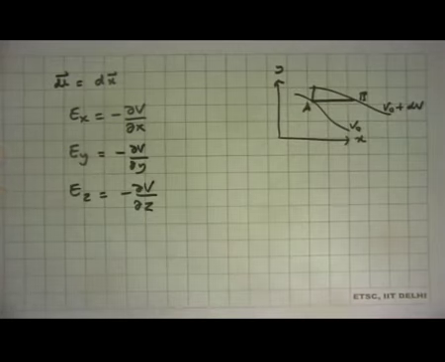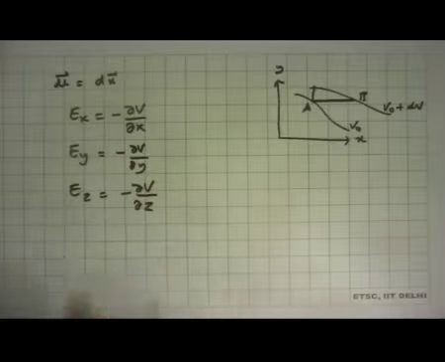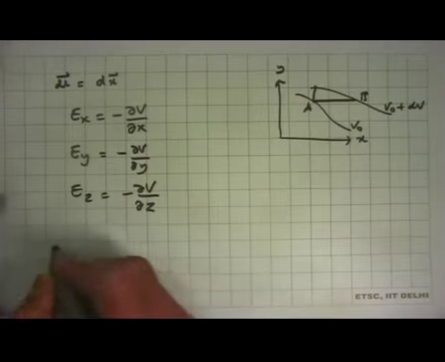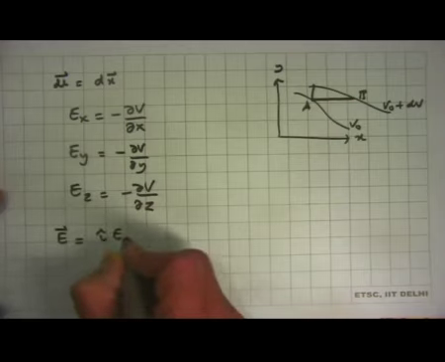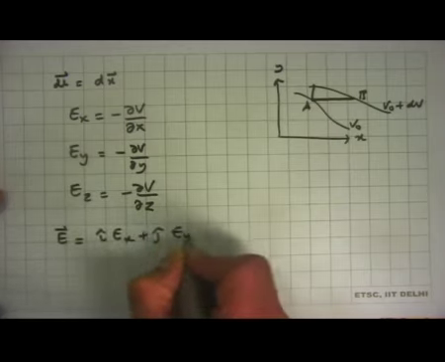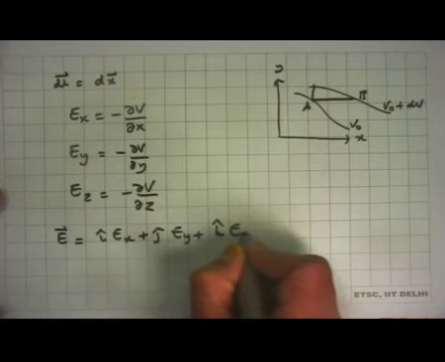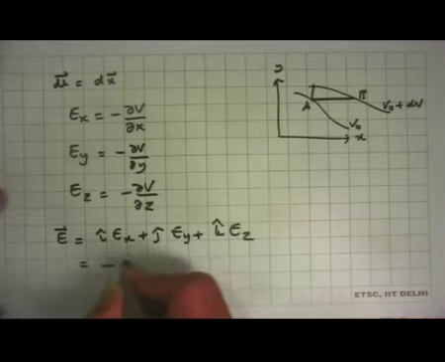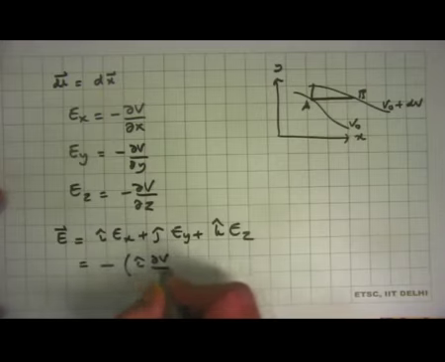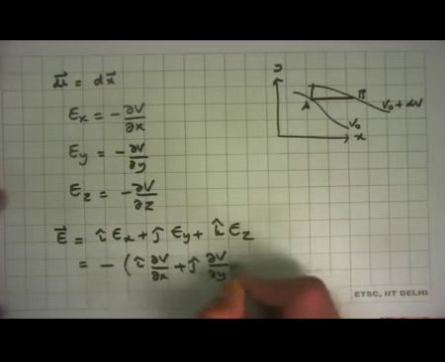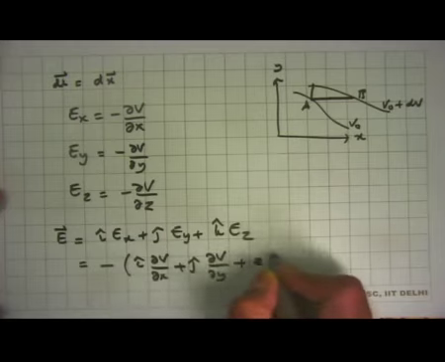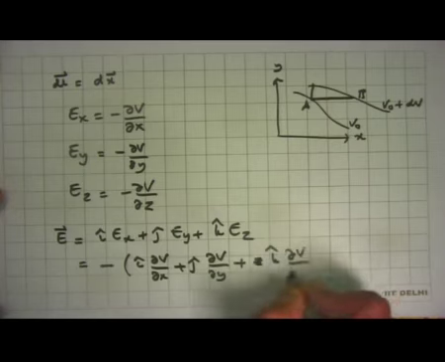So, these are 3 very important relations which relate the 3 components of the electric vector with the x, y and z differentials. So, in fact, from here I can write E vector is equal to i cap E x plus j cap E y plus k cap E z, which is equal to minus of i cap del V by del x plus j cap del V by del y plus k cap del V by del z.